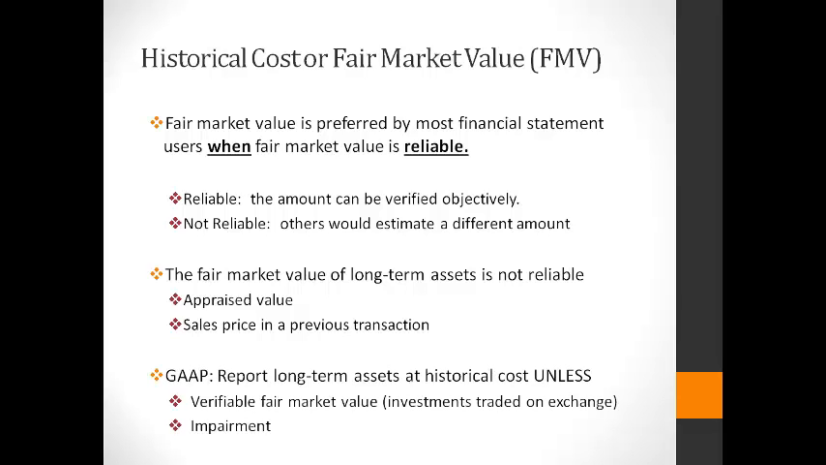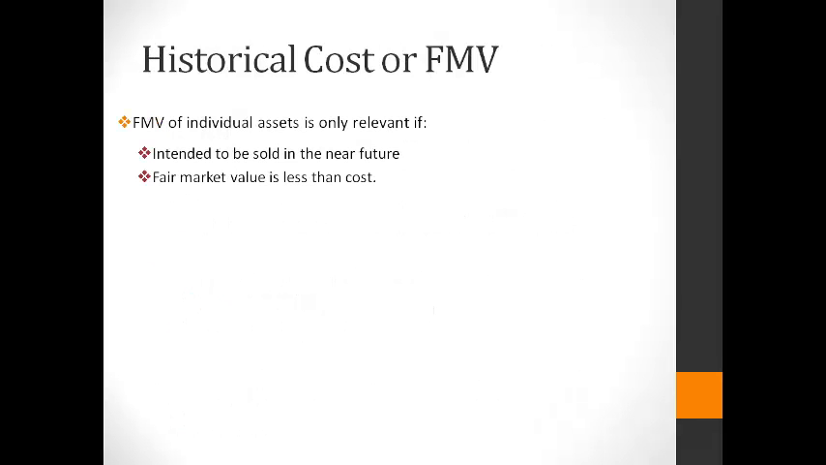United States GAAP requires long-term assets to be reported at historical cost, with the exception of some long-term investments or if impairment occurs. Most users of financial statements are satisfied with reported values of long-term assets at historical cost. The fair market value of individual assets does not typically impact a financial decision unless the asset is intended to be sold in the near future or the fair market value, which is also the probable future economic benefit, is less than cost.